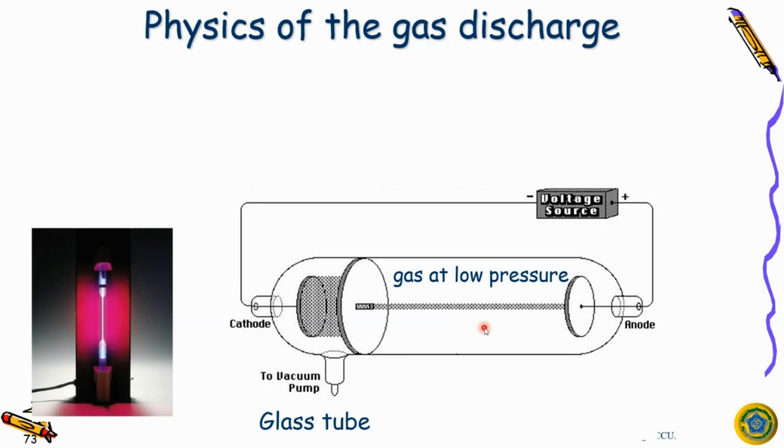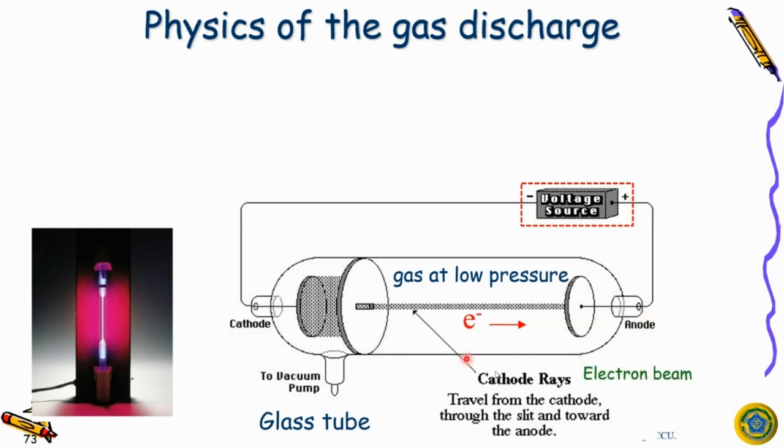Why? Because you only allow a small amount of molecules inside this tube, because you don't want interactions between atoms. That's important. And then you apply high voltage from the cathode to the anode. So you have negative here, you have positive here. Under a very high vacuum condition and high voltage, the electrons will come out from the cathode to the anode. You know, electron is negative charge. Negative charge from the cathode will hit the anode plate. So the beam of electrons comes from the cathode and bombards the anode. This beam is called cathode ray.